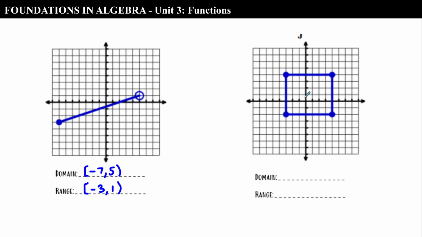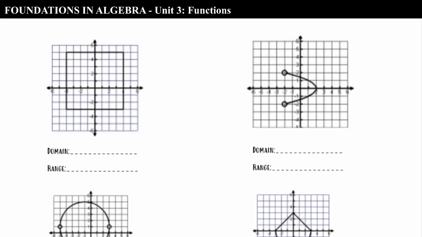For the next example, the domain goes from -3 to 4. We include the -3 and we include the 4. The range goes from -2 to 4. And again, we do include both ends because there's a solid line here and here. All right, let's take a look at the next couple of examples.